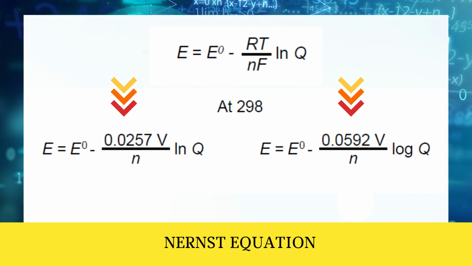By substituting the values of all constants in the Nernst equation for the galvanic cell performed at 25 degrees Celsius, we get the following equation. The slide shows two equations, one in ln Q, the other one in log Q.